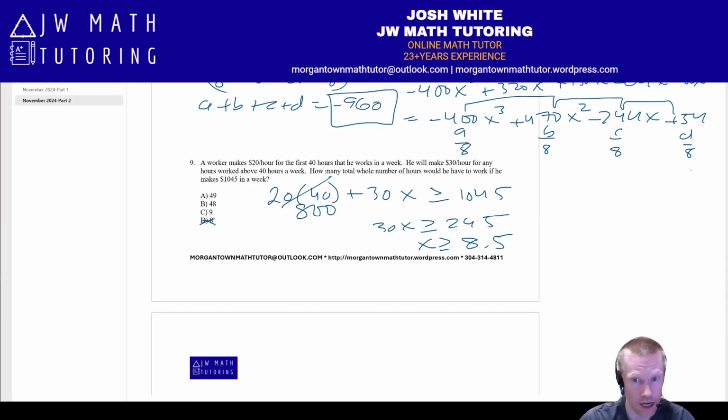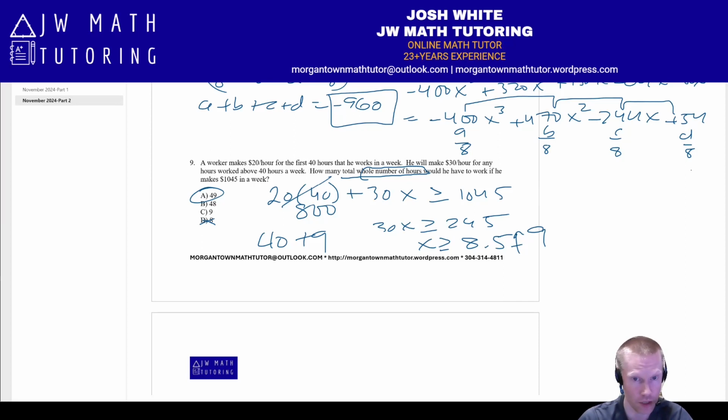Total number of hours of the week is not 8.5, or really it would be, because it says here total whole number of hours, so this would be rounded up to 9. That's not the answer. This is the number you have to add to the 40, okay? So in other words, this person must work at least 49 total hours in order to make at least $1,045 in a week. Obviously he makes more than that, but the point is you need to work enough hours to have the total be at least that.